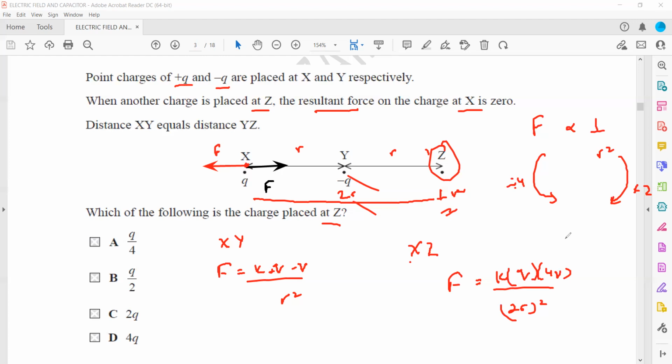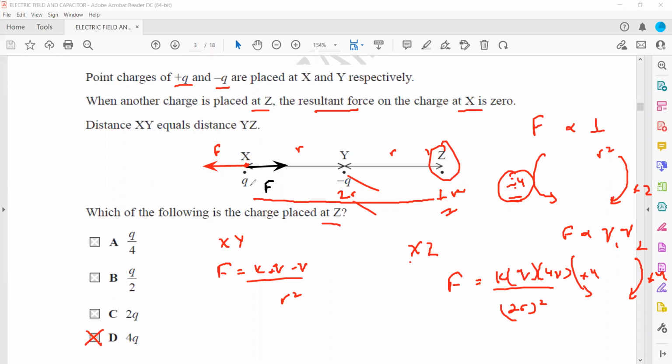The force between them is directly proportional to the product of the charges. So if we want the force to be the same, due to the change in distance the force is decreased by 4, so due to the change in the charge the force should increase by 4. And how can the force be increased by 4? If the charge is multiplied by 4. That's why the charge on Z should be 4Q. Is it clear?